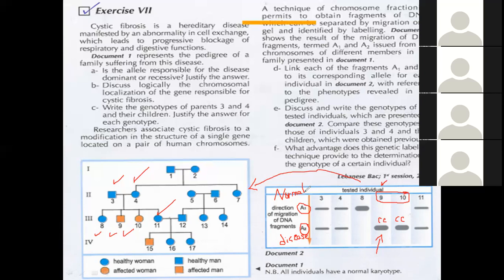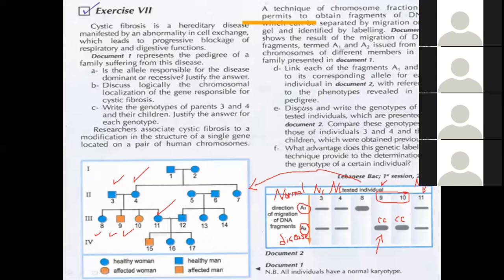They are heterozygous, having genotype NC, since we have two bands, A1 and A2, as well as individual 11, also heterozygous. So here they are NC, and here we have NC, and here we have NC. Part E, they said discuss and write the genotype of the tested individuals. Already we did this. Compare these genotypes to those of individuals 3 and 4 and their children.